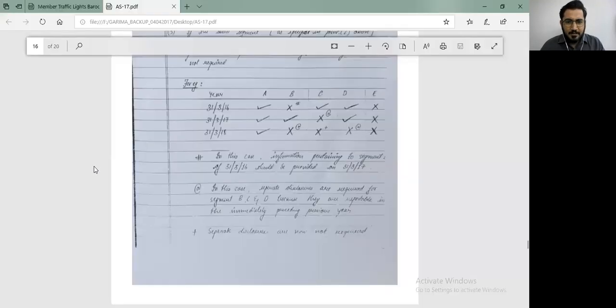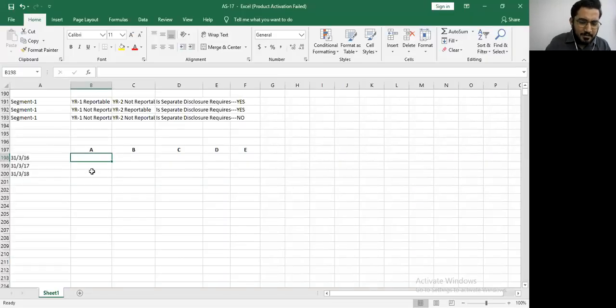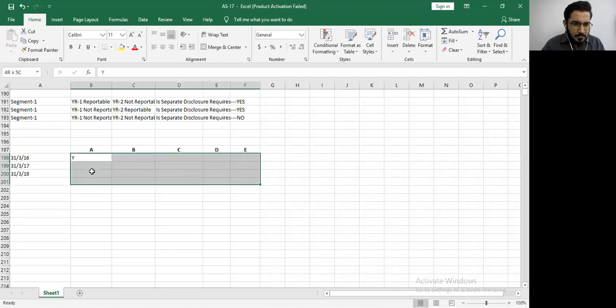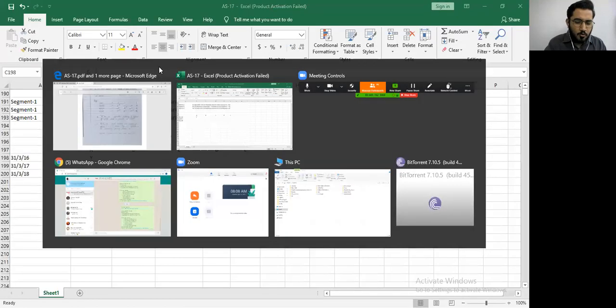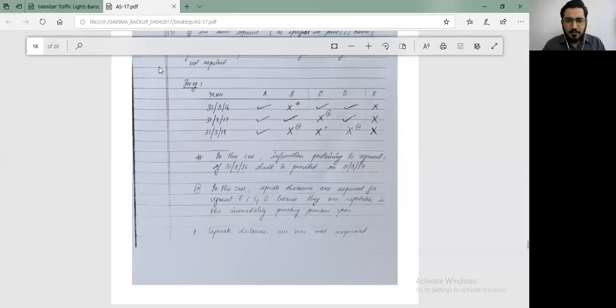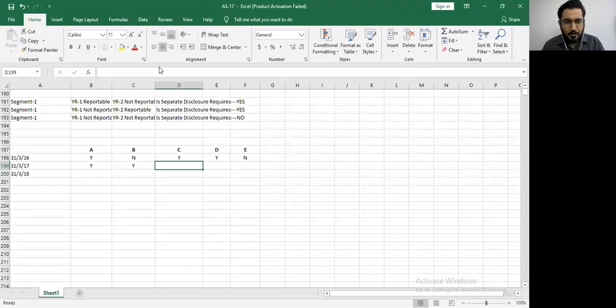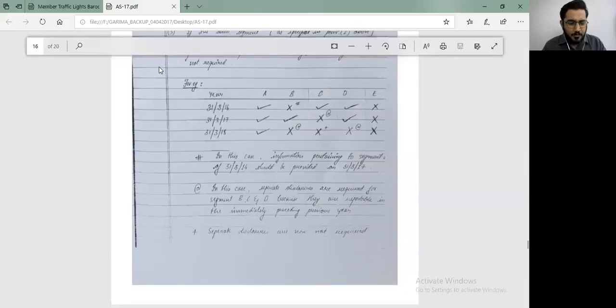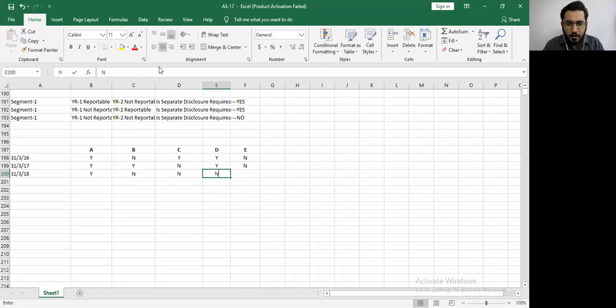Okay, let's understand. Is this segment reportable? Yes. Is segment B reportable? No. Come to the next year. It says A and B are reportable, C and E are not reportable. So reportable, reportable, not reportable, reportable and not reportable. Okay, come to the last one. It is reportable, not reportable, not reportable, not reportable, and not reportable. Okay, let's understand case by case.